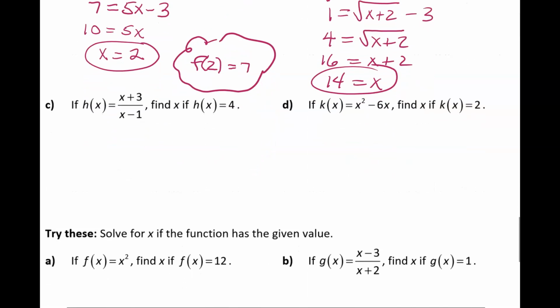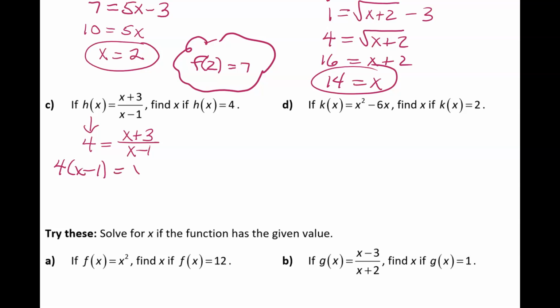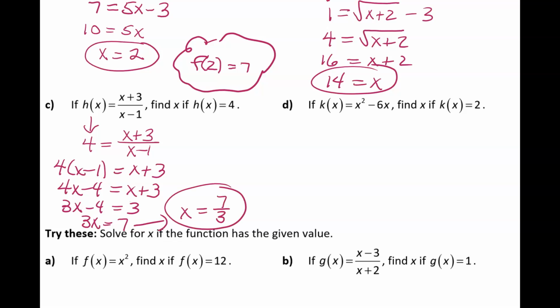All right, in C, we're finding x if h of x is equal to 4, so I'm going to replace the h of x with 4. And we need to multiply through by the denominator, clear those fractions. So 4 times x minus 1 is equal to x plus 3. That gives us 4x minus 4 is equal to x plus 3. Let's subtract x from both sides and then add 4. So 3x is equal to 7. That's going to give us x is equal to 7/3.